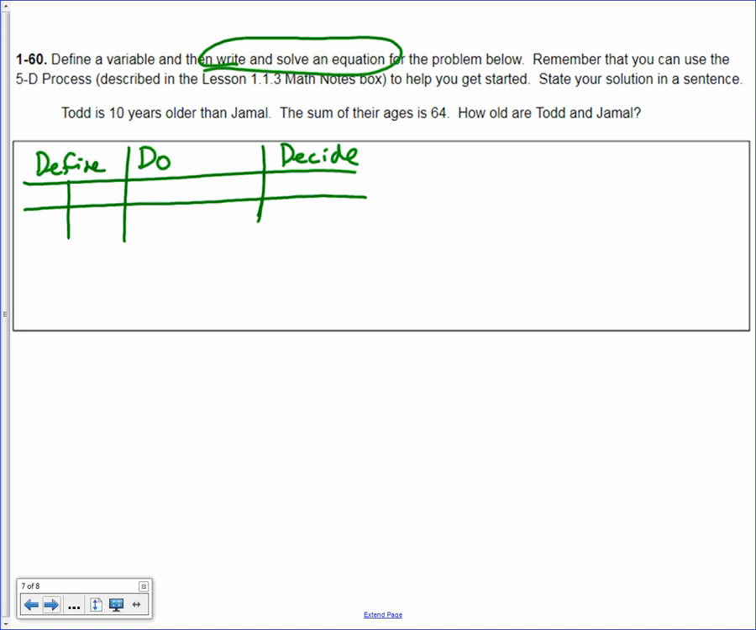So I know I'm going to have two columns. And I know Todd relies on Jamal, so Jamal is going to go first. Todd's going to go second. I'm finding their sum, and I'm deciding if it's 64.